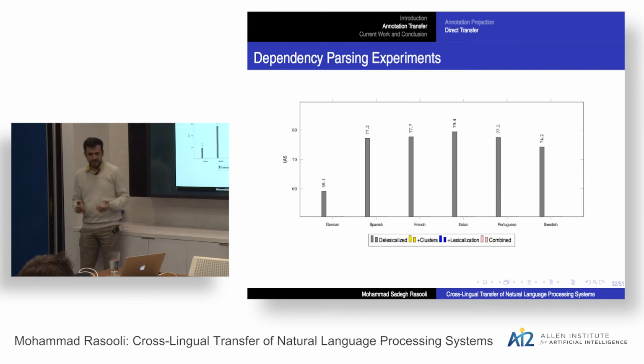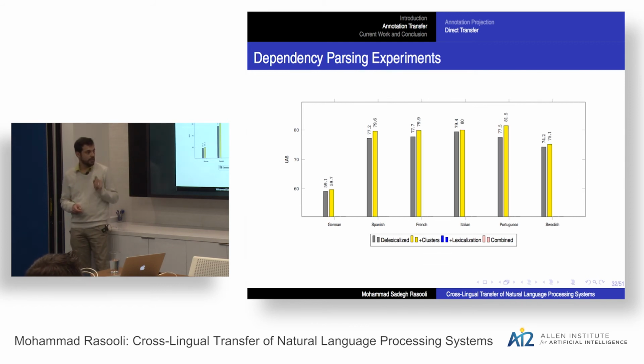So here's a depiction of the 6 languages and their performance. When we use nothing, just a direct transfer model with POS features, here are the accuracies. For some languages, such as Italian, it's magically good, like 79. For some other languages, such as German, it's really bad, 59. When we add just cluster features, we didn't really translate anything, we get slight improvements in German, but good improvements on other languages.